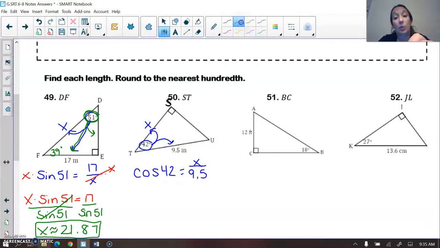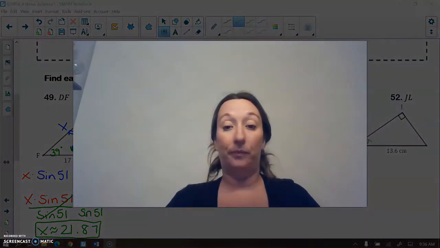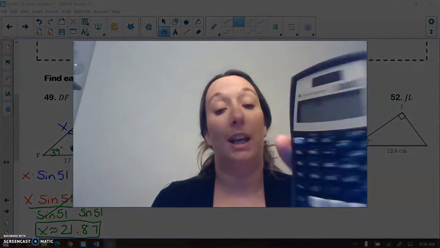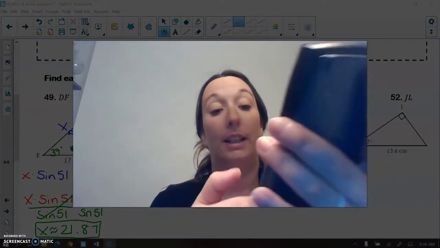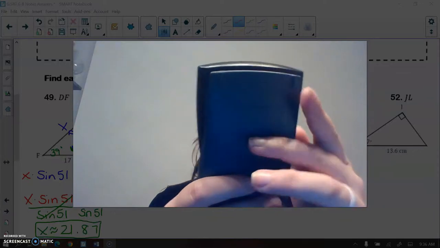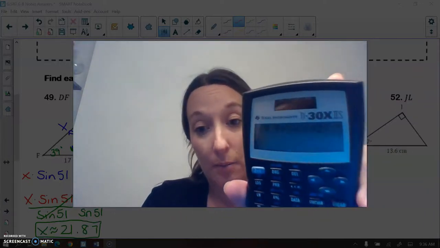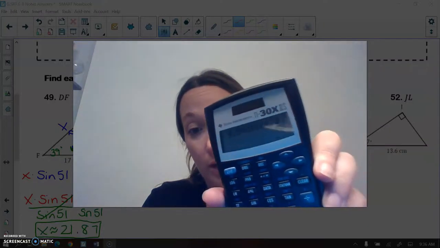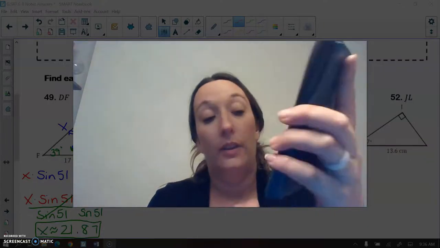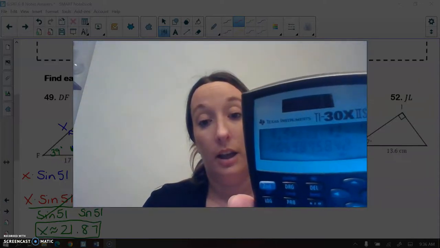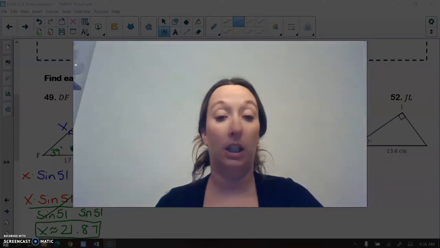This time X is in the numerator, so it's pretty simple to get X by itself. I would just multiply both sides by 9.5. And so I get X to be approximately equal. I'm going to show you how to type this into your calculator. So you would type in 9.5 times the cosine of 42. You just hit the normal cosine button, and then you type the 42 after. And you hit equals, and you get about 7.06 rounded to the nearest hundredth.